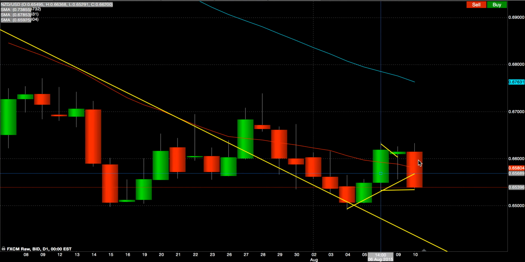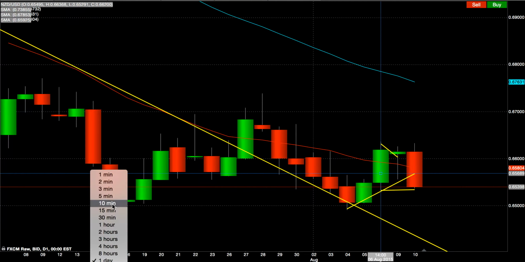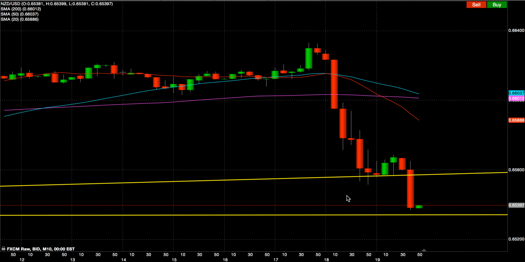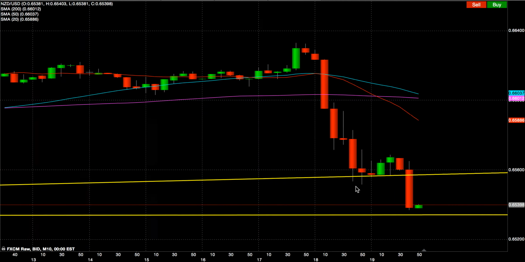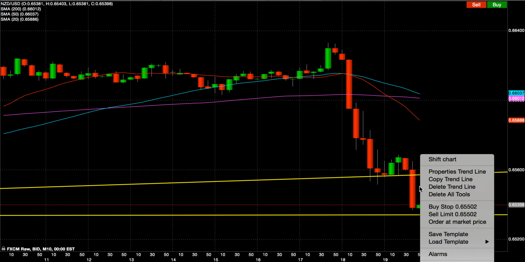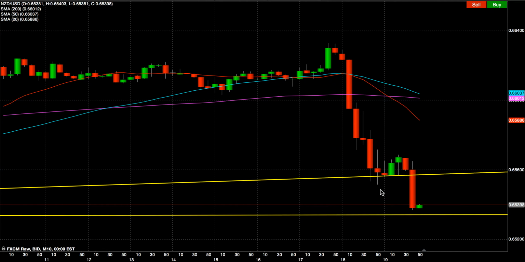Although this is looking weak, looking very weak. So here we go. Let's see if we can get a retrace back up here. And if that does happen, I will short this. I'll put my order in.